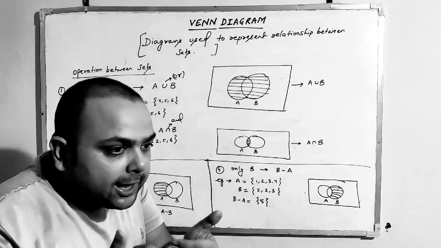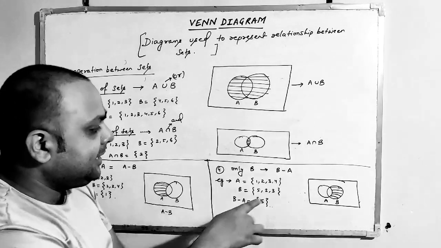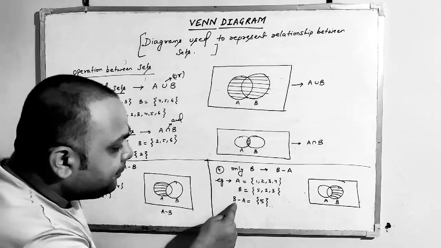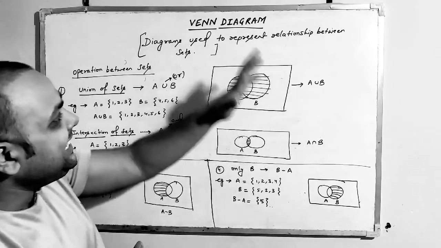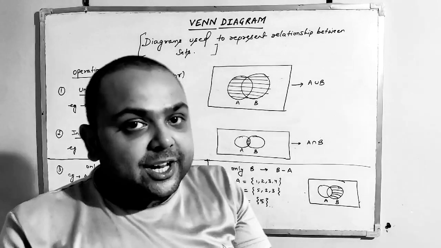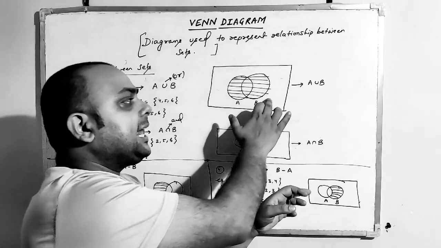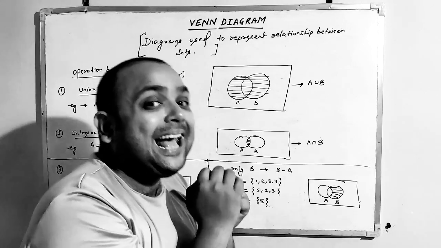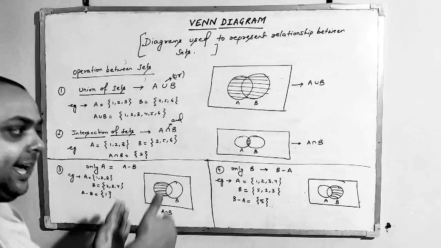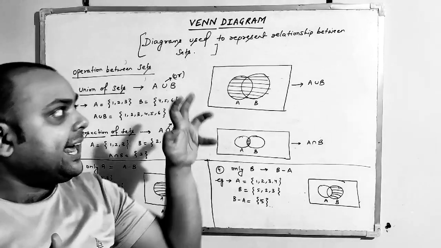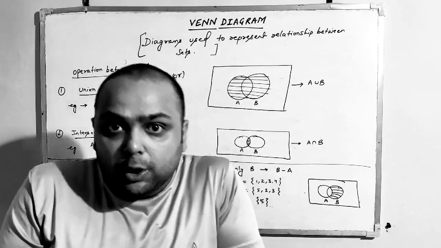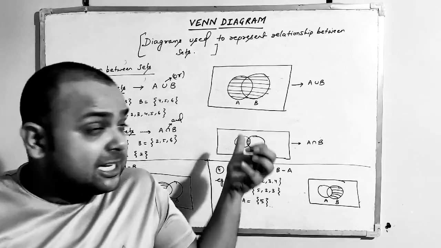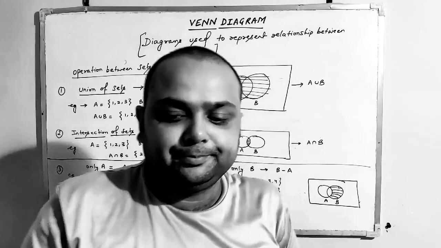Similarly, only B means removing all the elements of A. A is 1 2 3 4, B is 5 2 3. So 2 and 3 are removed. So we have B minus A equal to 5 only. These are the basic operations between sets. This is the diagram for union, also called OR. This is the diagram for intersection, called AND. And these are the diagrams for only A and only B. Now using these Venn diagrams, we can make a formula to find a relationship between sets A and B. I will show you in the next part using some examples also.